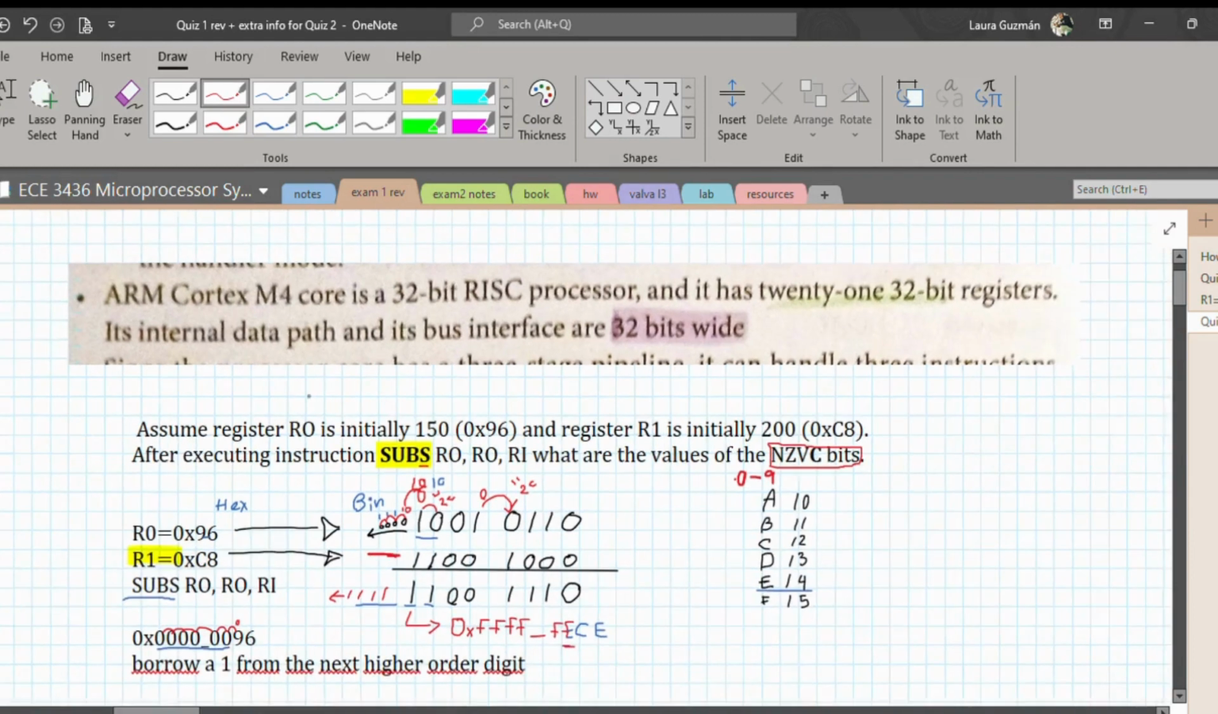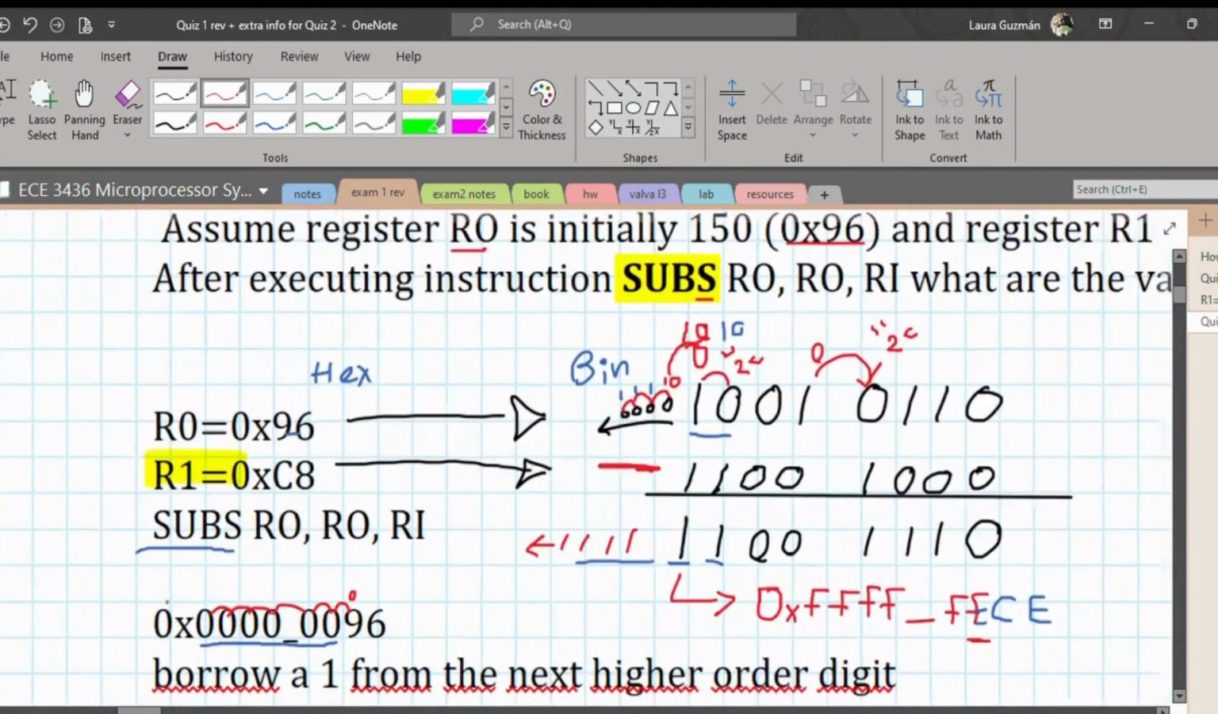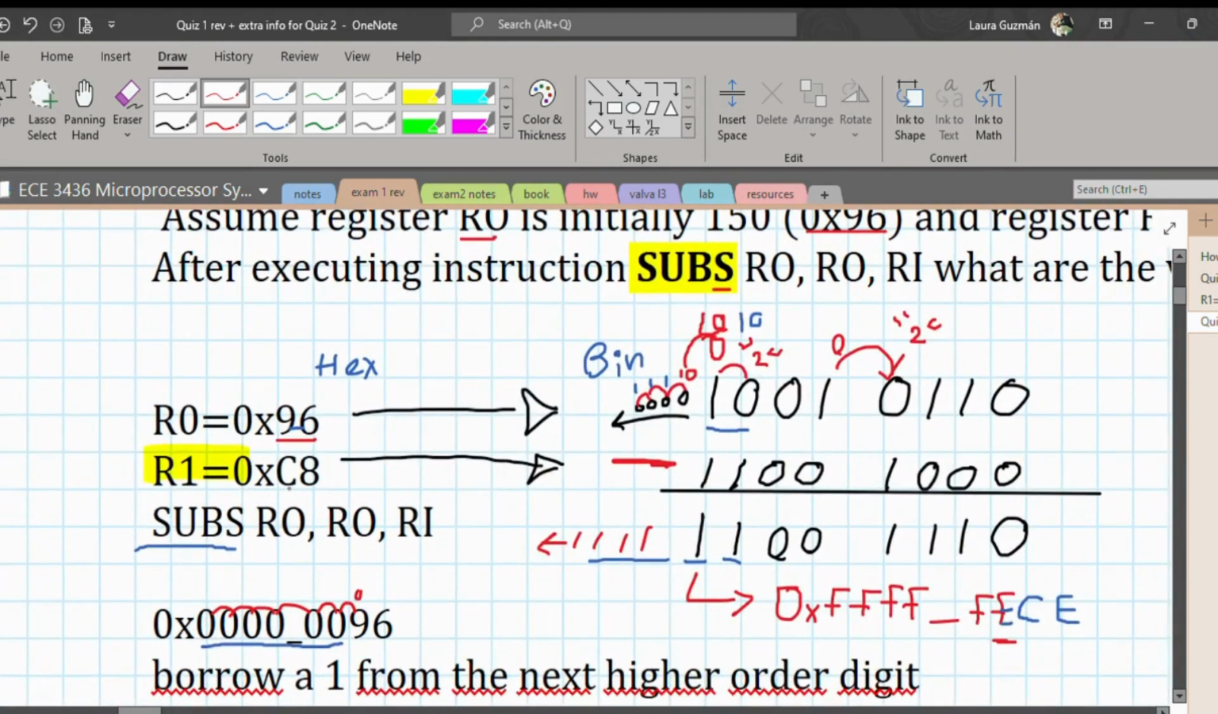The second part that I want you to notice is that, since we're using the Cortex-M core, the registers have 32 bits. So when you look at these hexadecimal numbers, remember that each represents a 32-bit number. Even though we're just writing a 96 here or a C8 here, on the left side we assume that there are other bits, but they're zeros, so that's why we don't write them.